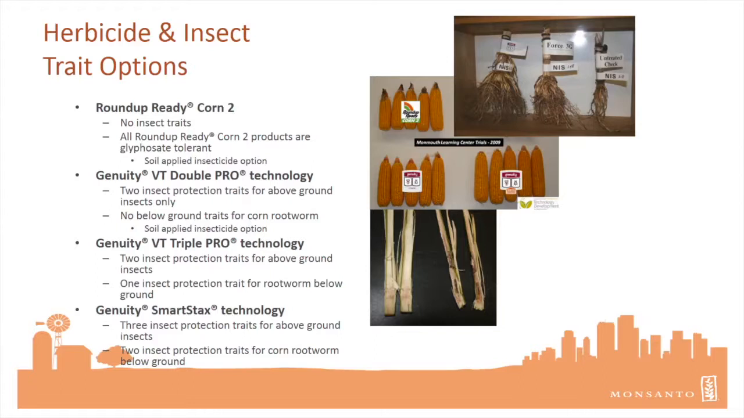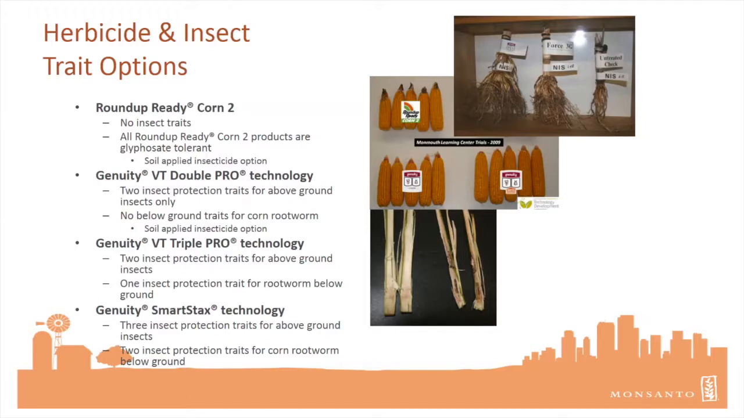These are what we refer to as our insect protection traits. Our Double Pro is basically only above ground traits for above ground insects. This would be for corn earworm and corn borer protection, for example. These have no below ground traits for corn rootworm. This is where you would need to make a decision if you want to put a soil applied insecticide option with this product.